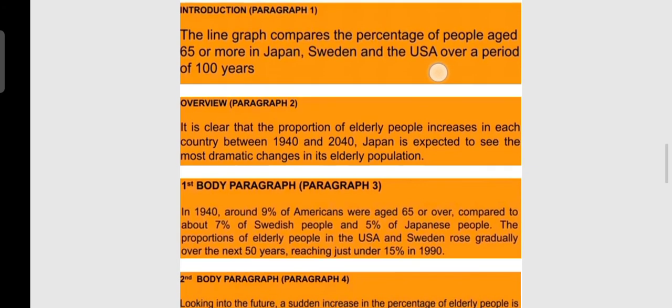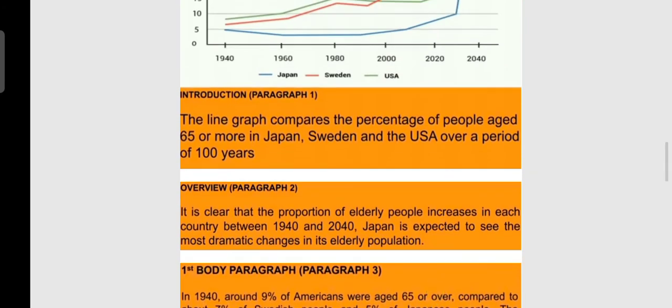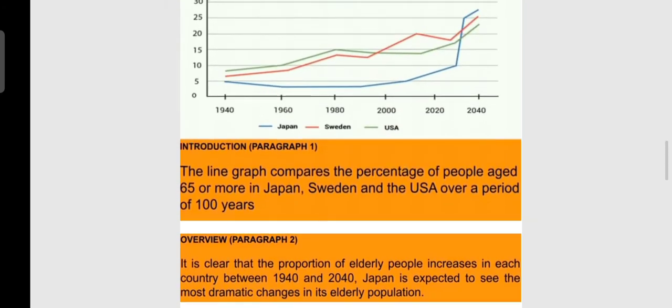Now the overview. It is one overview we have to give. From this line graph, we can make an idea: it is clear that the proportion of elderly people increases in each country between 1940 and 2040. This is a general line. We have to talk about this whole line graph.